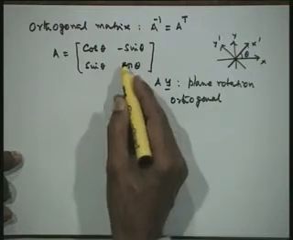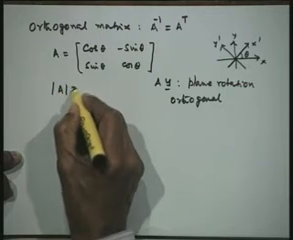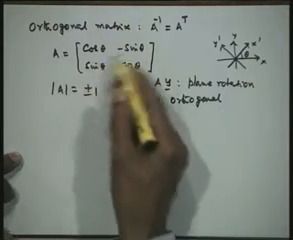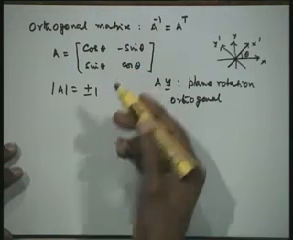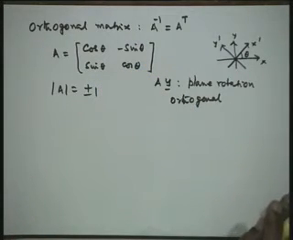Now we can very easily show some of the properties: the determinant of A can be plus or minus 1. Here cos square theta plus sin square theta is 1, so the determinant is 1. So this is a very important matrix.